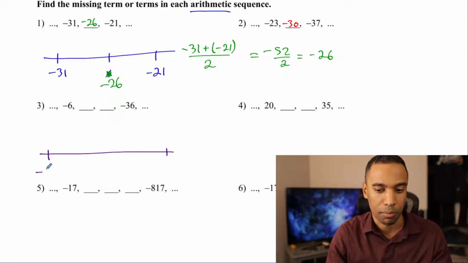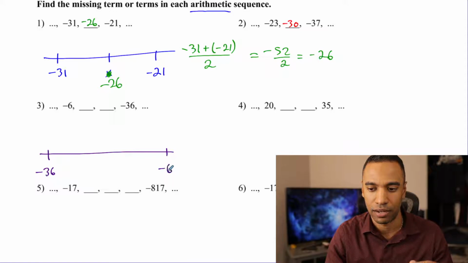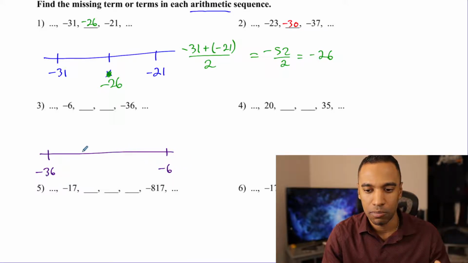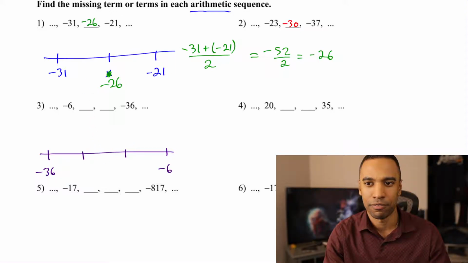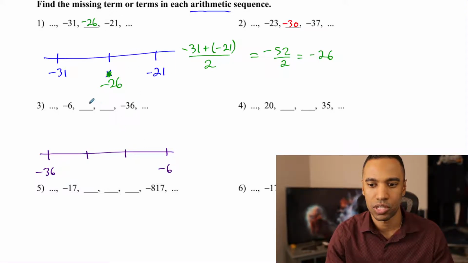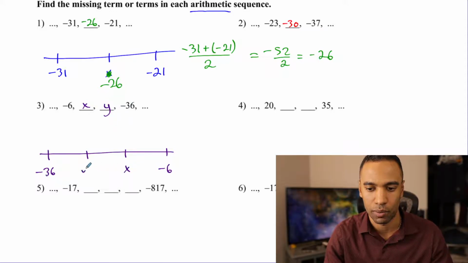Now, if this were a true number line, -36 would appear here, -6 would appear here. But now that I have numbers in between, what I have is, not perfect, but an equal distance between all of these values. So let's say this were x and y. Technically, x would go here next to the -6, y would go here.